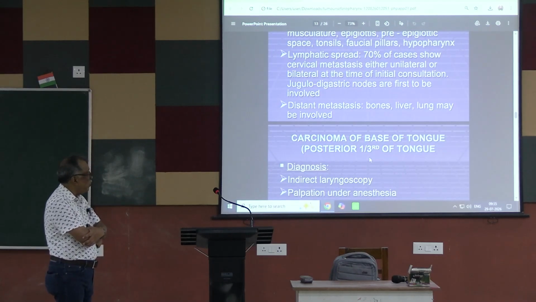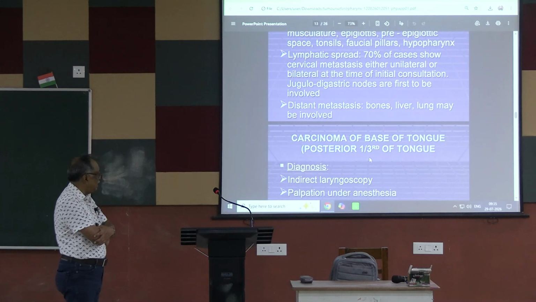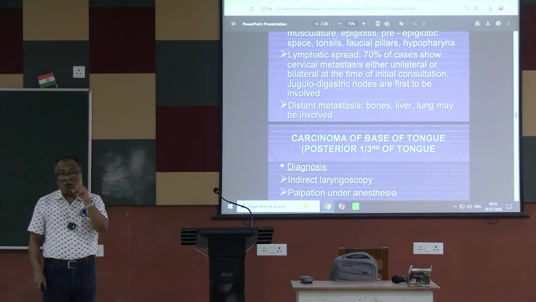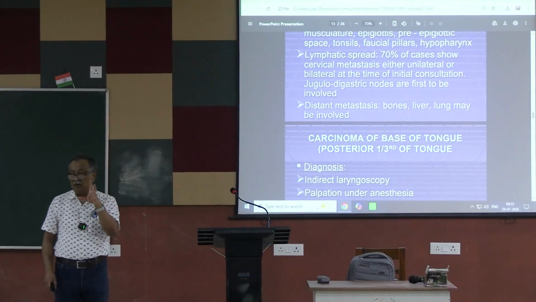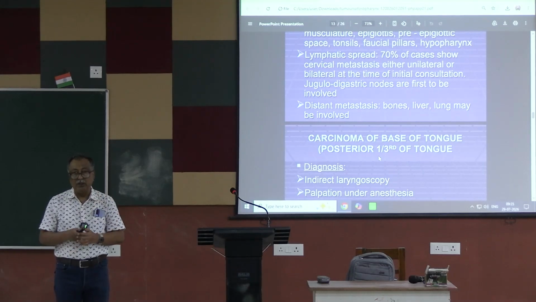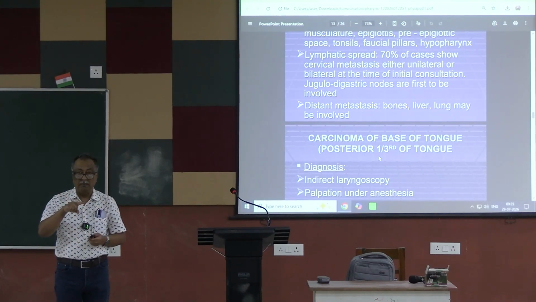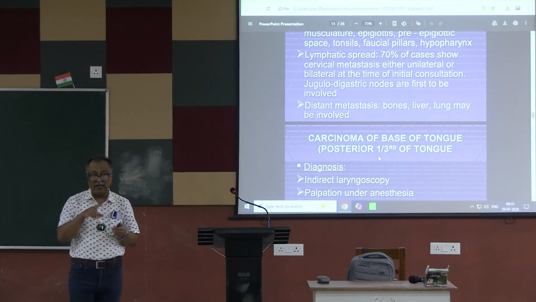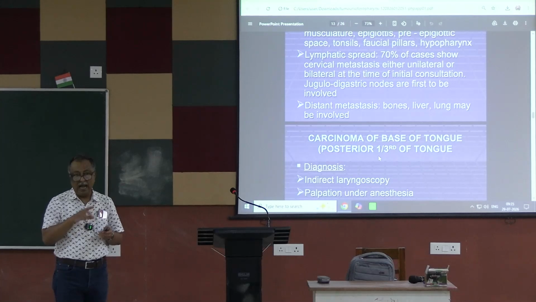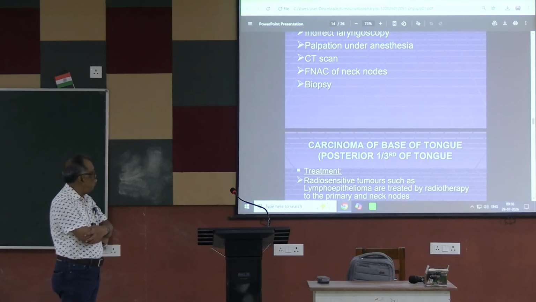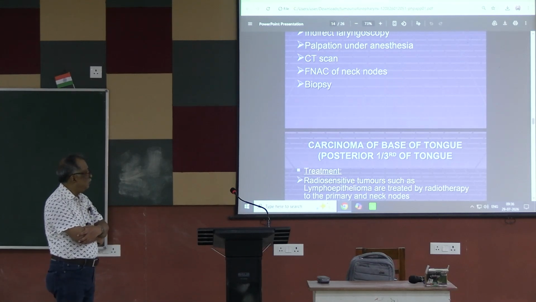Distant metastasis goes to bone, liver, lung in carcinoma base of the tongue. How is it diagnosed? One thing: when you see an oropharyngeal ulcer or ulceroproliferative area, you should palpate it wearing gloves. By palpation, as you gather experience, you can confirm that it is a malignancy and that it is involving the outer structures. Then palpation under anesthesia, CT scan to see the neck nodes, FNAC of the neck nodes, and biopsy.